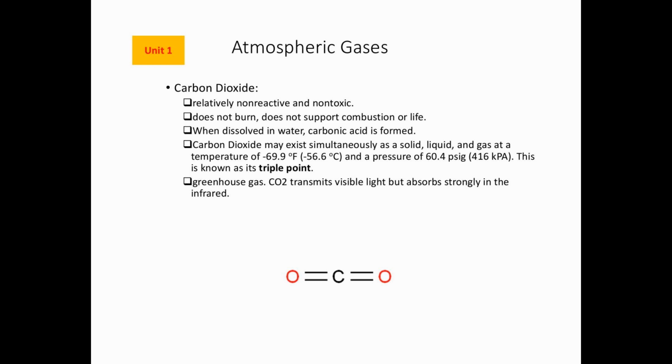It's called a greenhouse gas. CO2 transmits visible light while absorbing strongly in the infrared. If you have an infrared sensor, it can sense the heat. So a lot of temperature sensors use infrared.